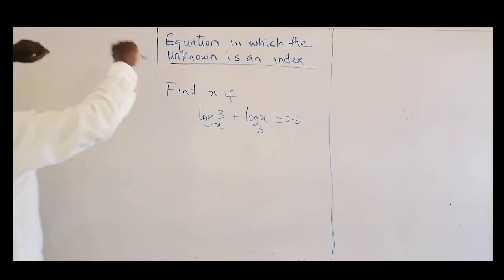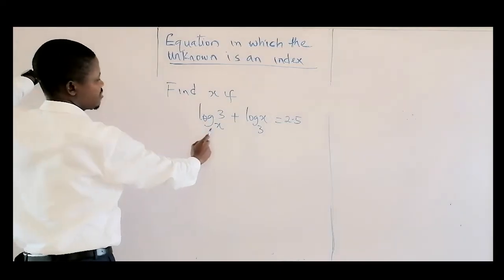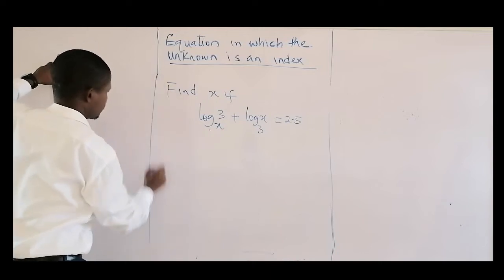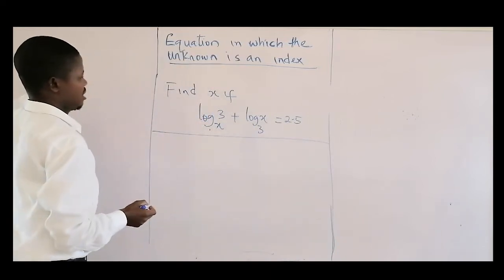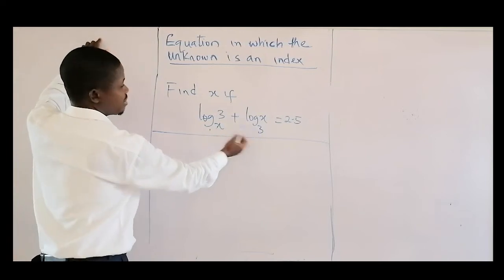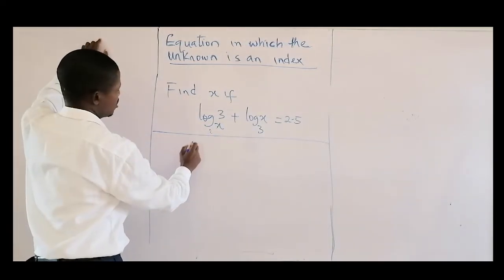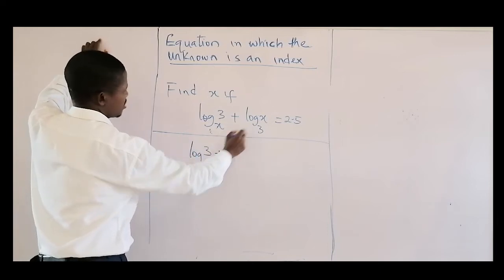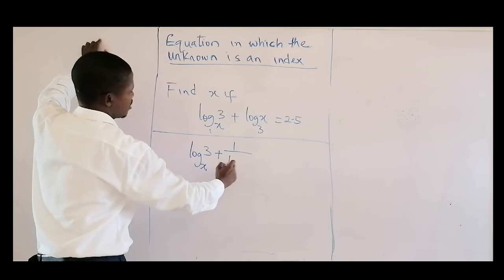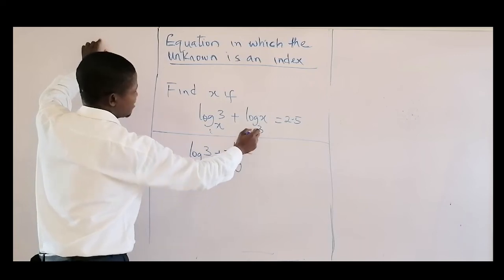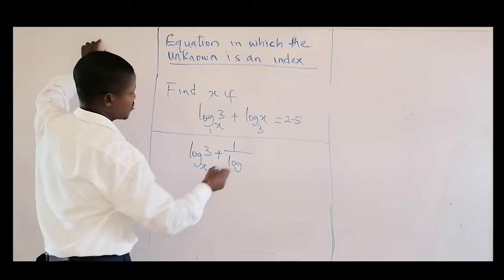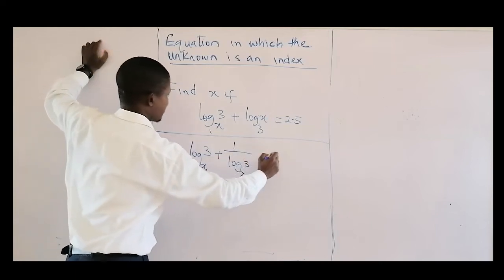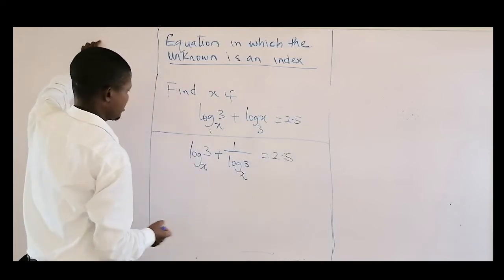Let's take more questions. Let's look at this question: find the value of x if log 3 base x plus log x base 3 is 2.5. That's very simple. What do we do here? We're going to make the bases the same. So this will be equal to log 3 base x plus, changing the base, 1 over log 3 base x, which flips, and you get 2.5. So we have made the bases the same now.